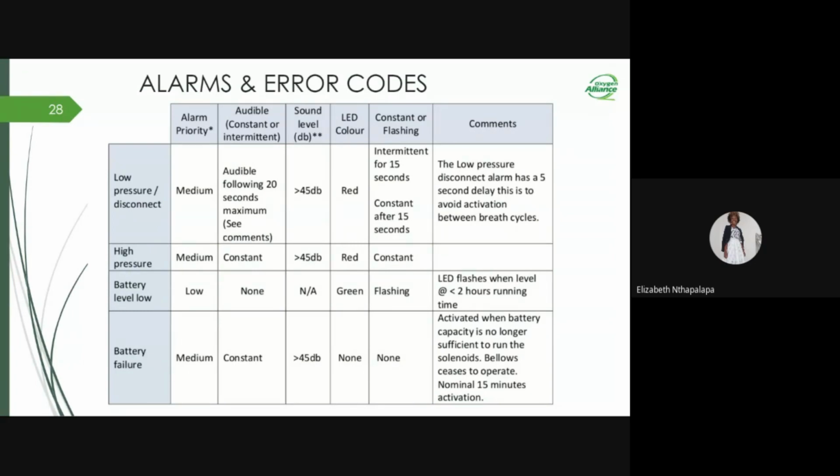My name is Elizabeth Tabalaba, and I will take you through the last part of our presentation, which will include alarm and error codes, troubleshooting, and the routine maintenance of the anesthesia machine. So the Groster vent helix anesthesia machine has different alarm modes, which include the low pressure or disconnect mode, high pressure mode, low battery level mode, as well as the battery failure mode.